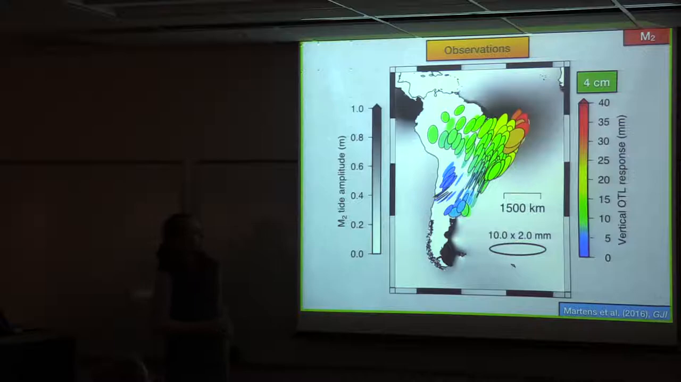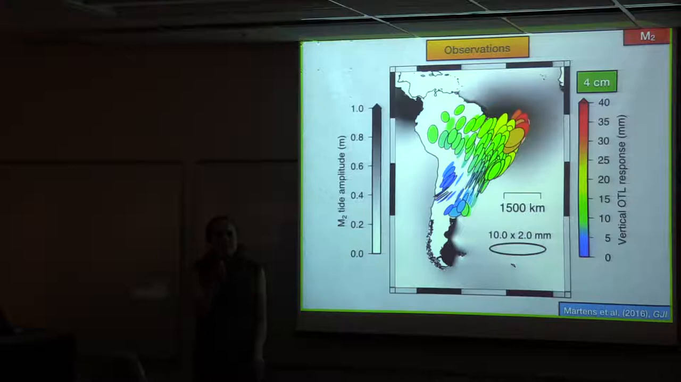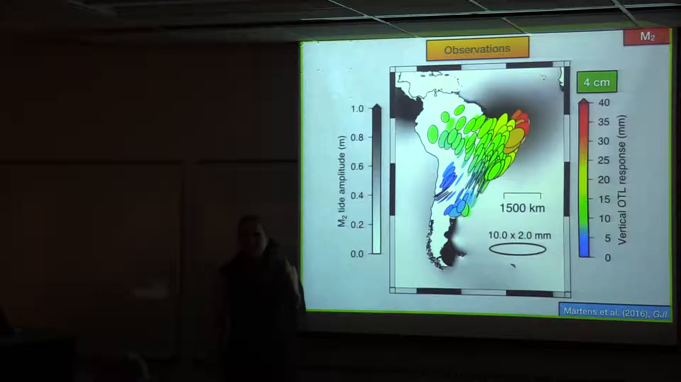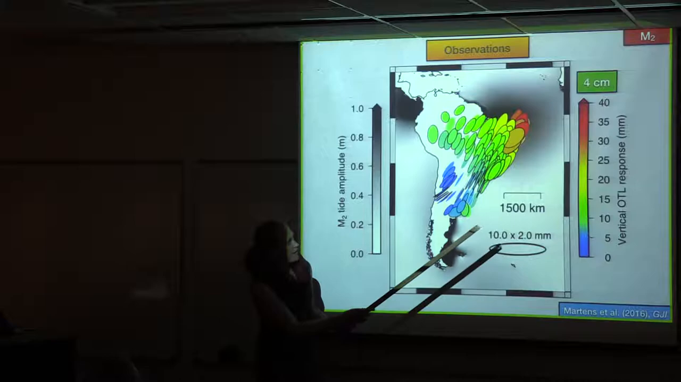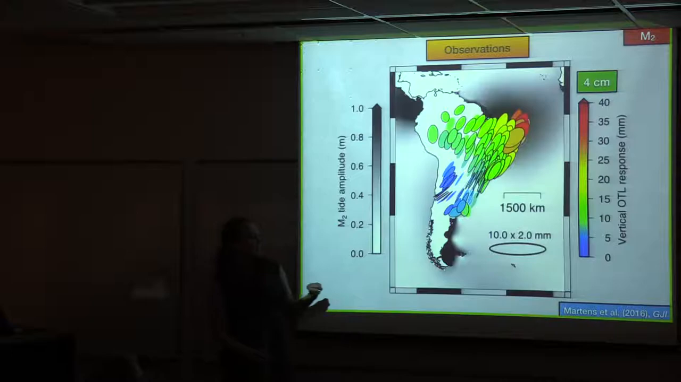So then we can do the same that we did for the simulation: we can take the east, north, and vertical amplitude and phase information from our GPS time series that we've extracted using harmonic analysis and also plot it up using these particle motion ellipses. Again, each one of these ellipses is centered on the location of a GPS station. The color is denoting the vertical displacement response, and the size and shape of the ellipse is showing the horizontal displacement response, which again is up to 4 centimeters of vertical displacement. But this is informed by our GPS time series and the harmonic analysis of that. And again, we're just showing the M2 tide here.